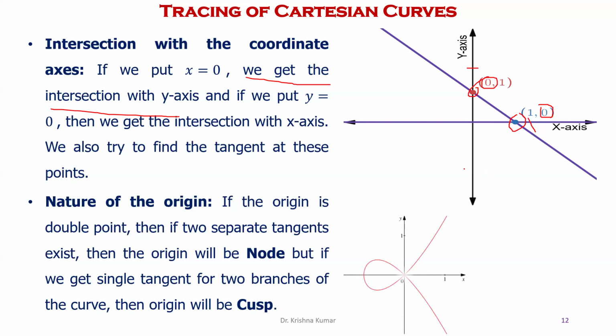Now just take, we have already taken this one. There are two different tangents at origin, so it is a node. Similarly, here we have only one common tangent at origin, so this origin is a cusp. So this is about the second point, origin.